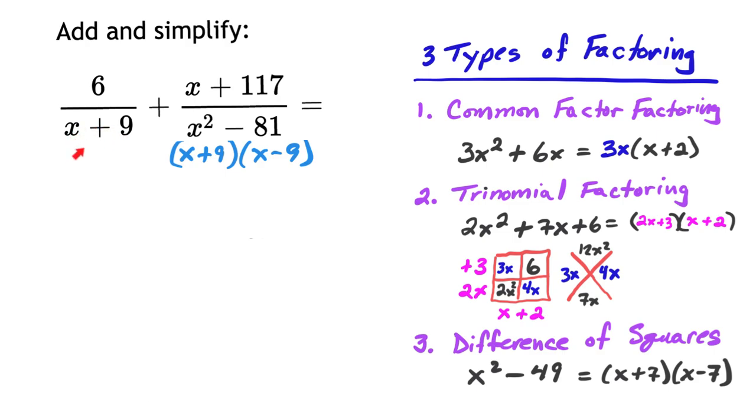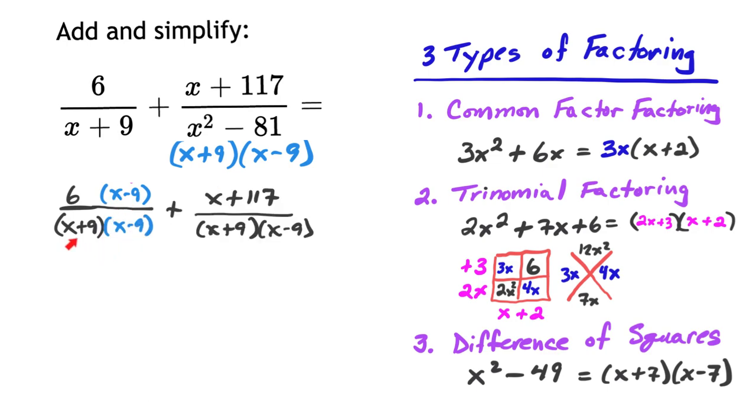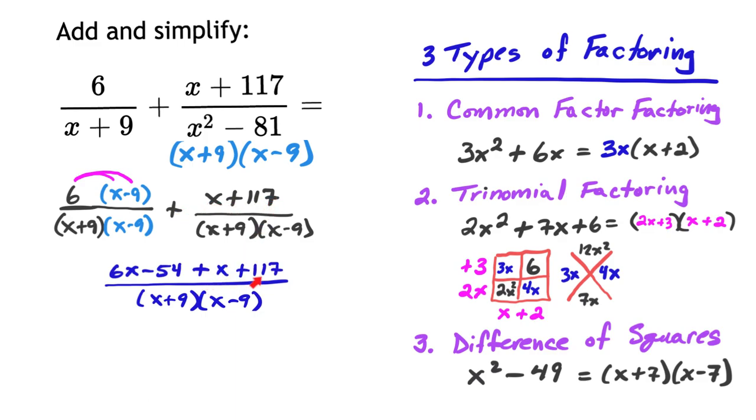So we need to multiply this denominator by x minus 9 so that it can be the same as what we have over here. So let's take this 6 that we have on the top. We're going to multiply it by x minus 9 and also the denominator so that both fractions now can be the same, as you can see now. Then, once you've got the same denominators, you can then add the numerators' contents together, and then we would have 6x minus 54, as you see here, plus the x plus 117, and then as you combine those like terms, they will turn into 7x plus 63 over x plus 9, x minus 9.